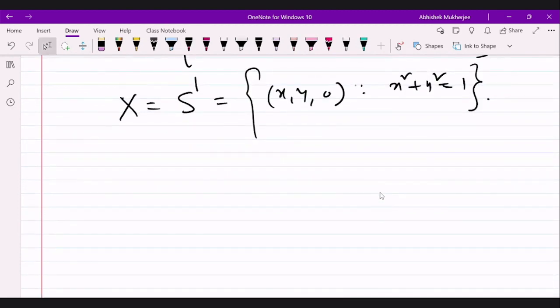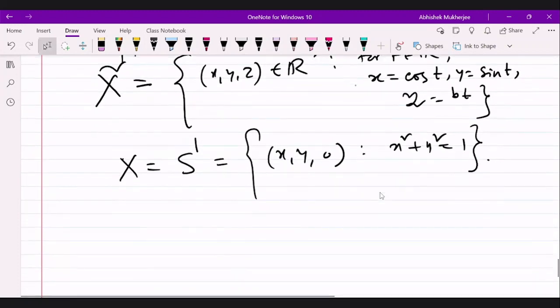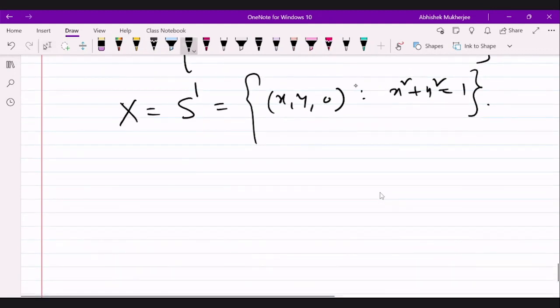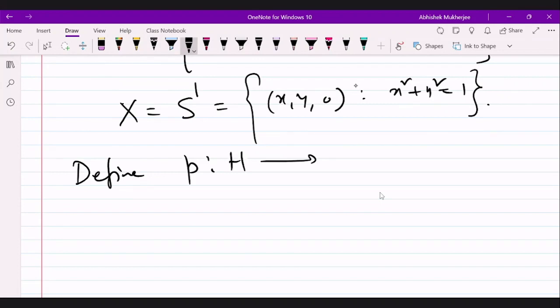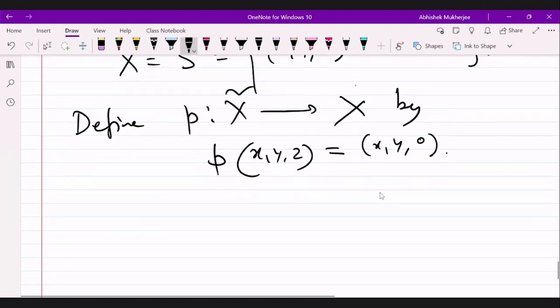Okay. So now it is a very natural kind of map. You can define it, that means you are collapsing down the helix to that base circle, right? So define P from H, that is X tilde, to X by P of XYZ goes to XY0, right? And this is going to be a covering map.